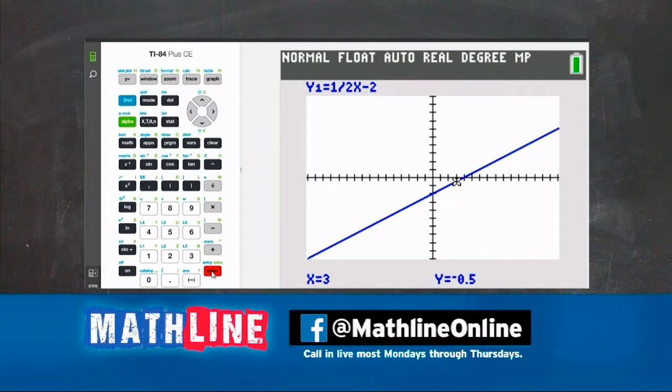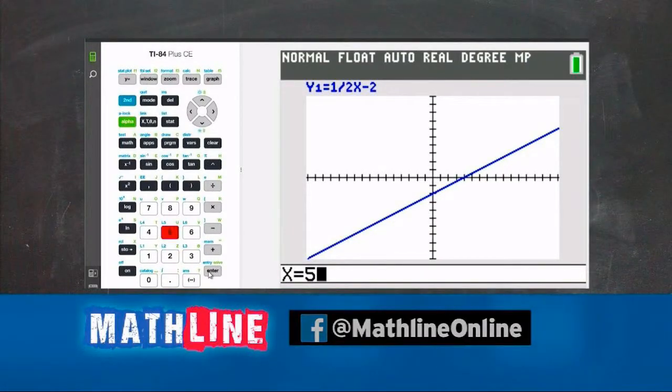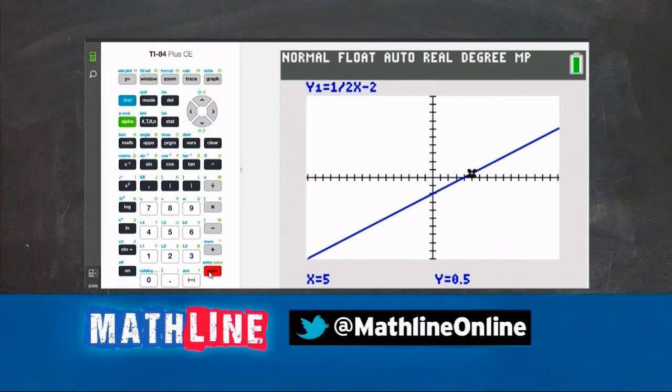And just for good measure, how about it? Does 5 and 1/2 work? So let's check 5 on this thing. Still on trace. Hit 5. Hit enter. 1/2 is positive. Both of the points are good.